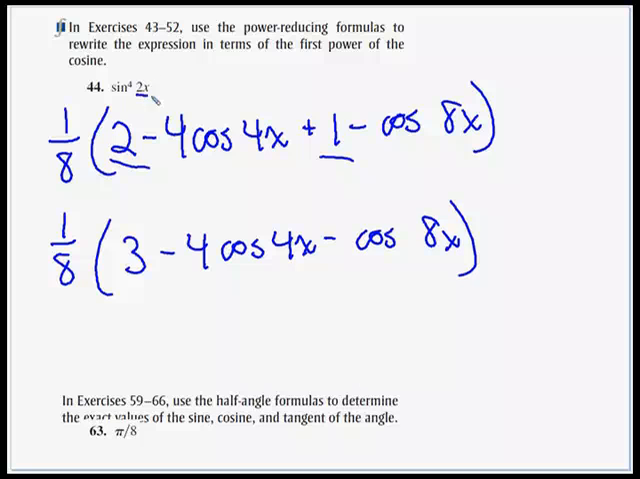It was just different because we were starting out with a multiple angle. In the original example, it was just the sine to the fourth of x.